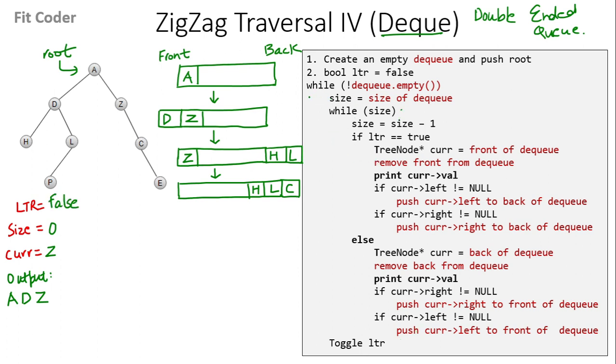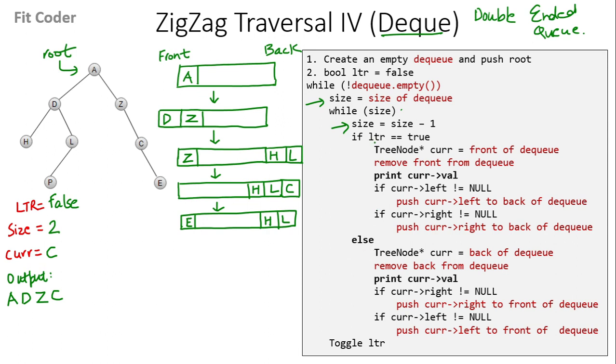In the next iteration, size of deque is now 3. We come inside, we decrement the size. Size becomes 2. So LTR is false now. We come in the else part. We set current to the back of deque, which is C. We remove back from deque. We print the value of current. We check right of C. So right of C is E. So we push E to the front of deque. And then we check left of C, which is null.